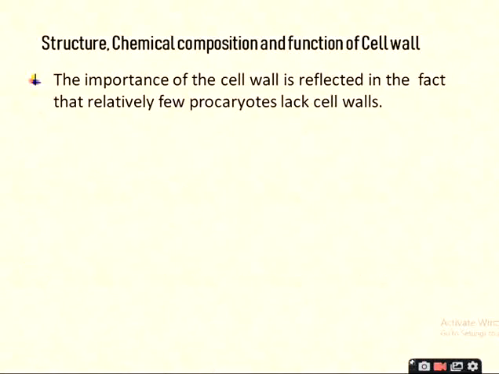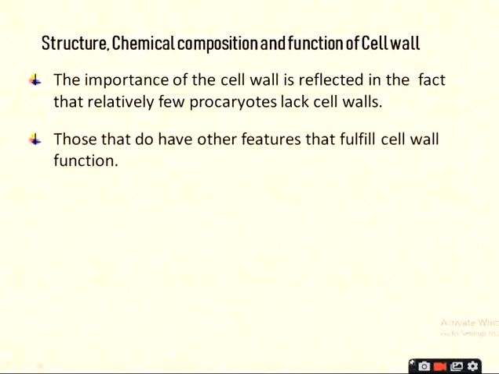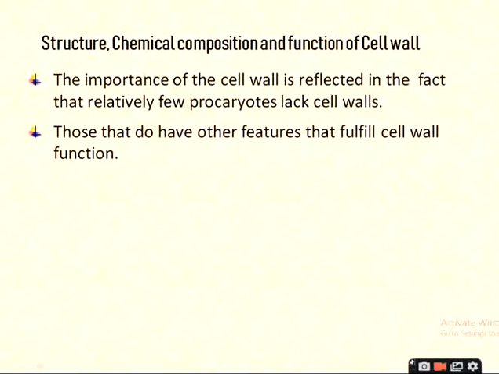Now the importance of the cell wall is reflected in the fact that relatively few prokaryotes lack a cell wall, and the best example of an organism which lacks the cell wall is Mycoplasma. In Mycoplasma the cell wall is absent. Okay, but in other organisms the cell wall is present, and it functions as a protective layer. Those that do lack it have other features that fulfill cell wall functions.